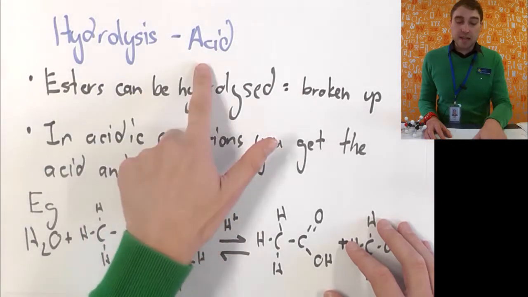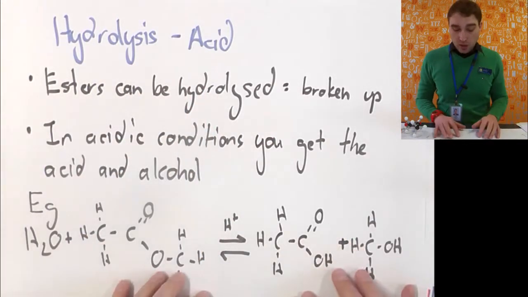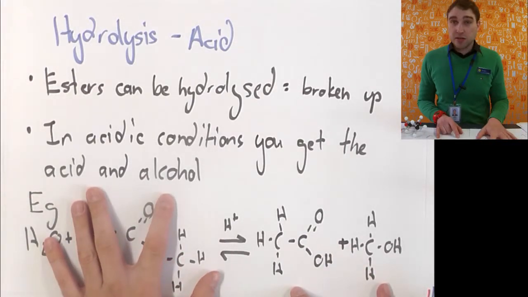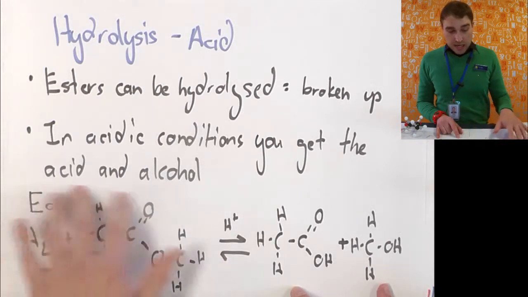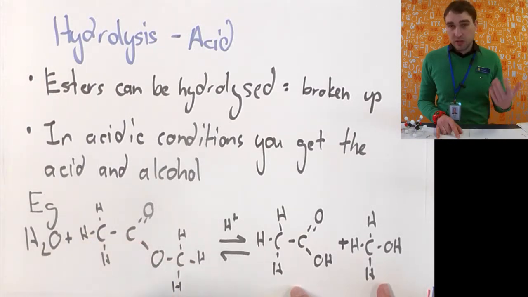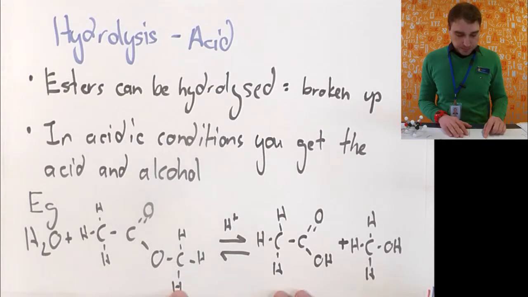You can do it using an acid, or you can do it using a base. We're going to look at using an acid first. So in acidic conditions, when you hydrolyze the ester, you get the acid and the alcohol back. So here's our example here. We've got methyl ethanoate, which is known as methyl acetate as well.